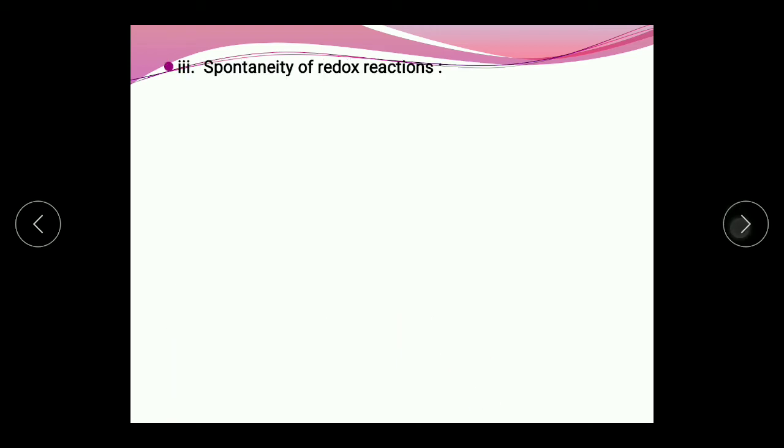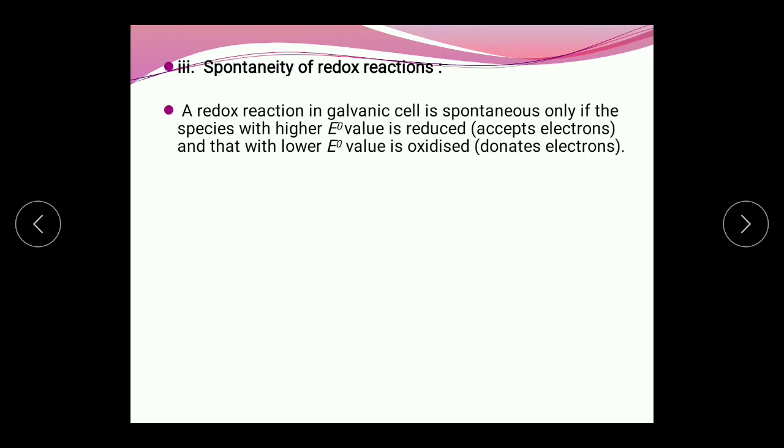Now, the last application is the spontaneity of redox reactions. A redox reaction means a combination of reduction as well as oxidation. Where does it occur? It occurs in an electrochemical cell. And we have a formula to find the E0 value of a cell. What is the formula? The EMF of the cathode minus the EMF of the anode will give you the E0 cell value.